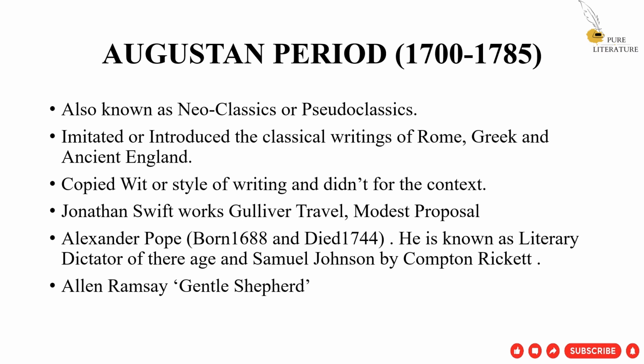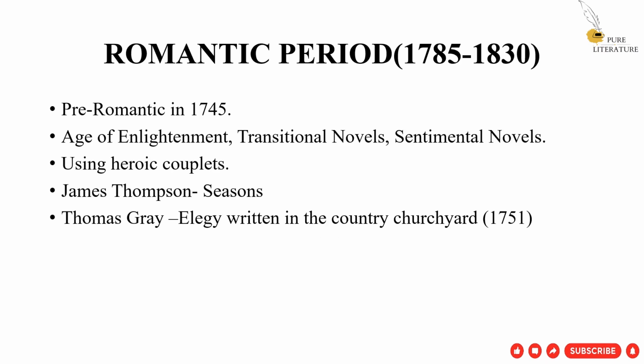Neoclassical literature is mostly talking about city life, rich people, fashion houses, or coffee houses. The Romantic age or pre-romantic started in 1745, and this was the age where people were bored of neoclassical and artificial literature. They said that literature should come through the heart, and people wanted literature about nature and rural life. Pre-romantic was actually using heroic couplets, and the content was nature, life, and environment. This was the age of enlightenment, transition novels, and sentimental novels.